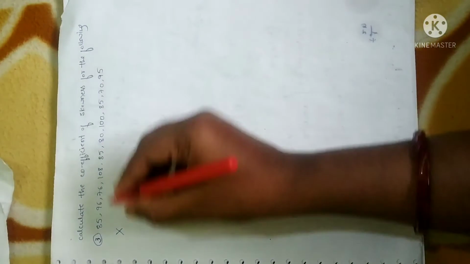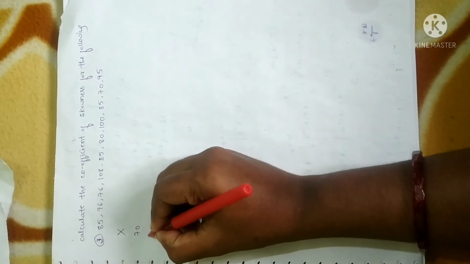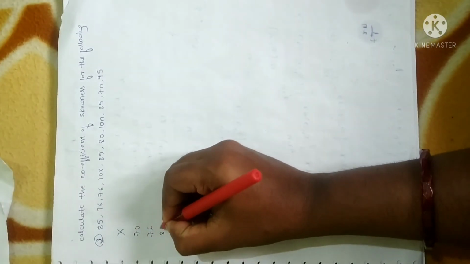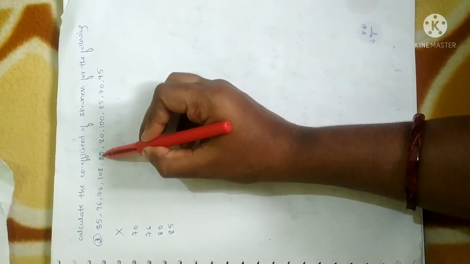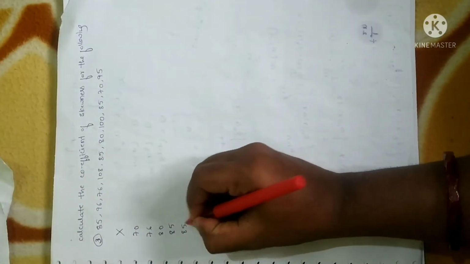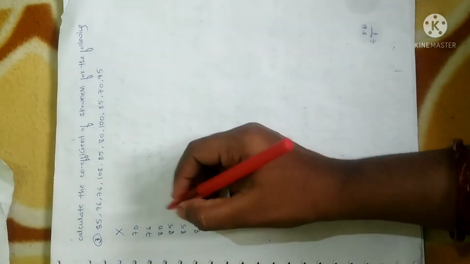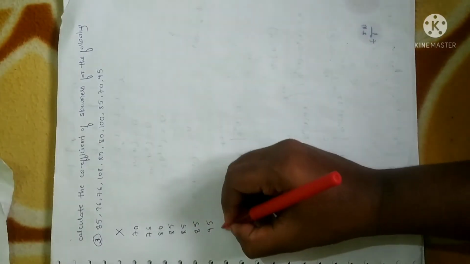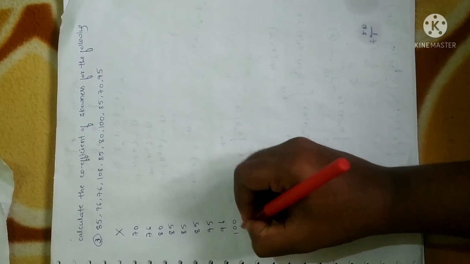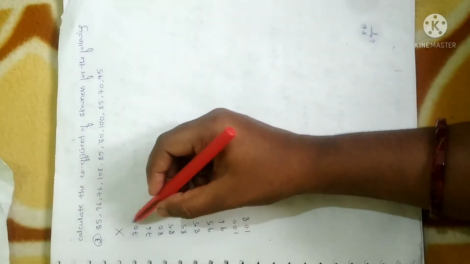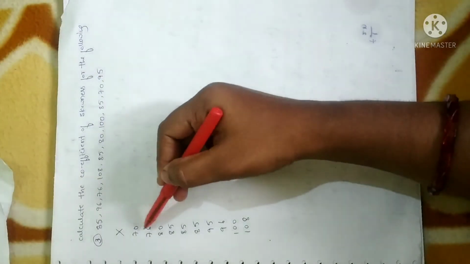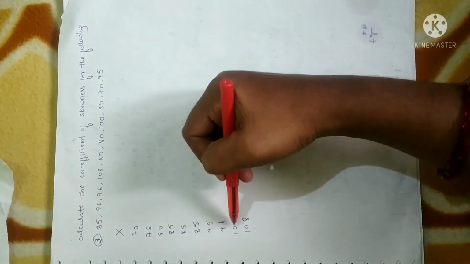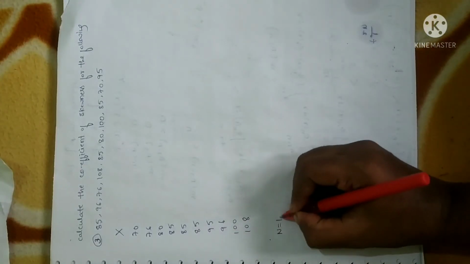First minimum value is 70. Next is 76. Next 80. Next 85. Repeated how many times? 1, 2, 3 times. So 85 three times. Fine. Next is 95. Next 96. Next 100, 108. Now let me count the data. 1, 2, 3, 4, 5, 6, 7, 8, 9, 10. So n value is 10.